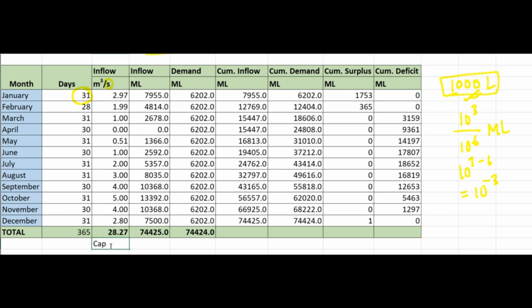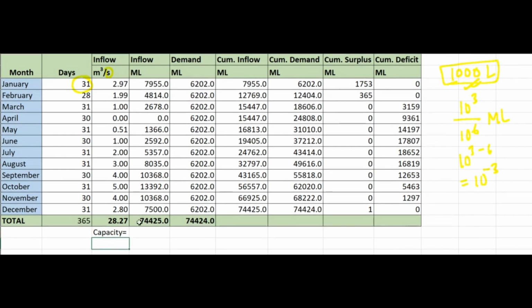Now how can we calculate the capacity? So the capacity equals to, so we need to first find the maximum value here, and similarly, so the formula is, let's write here first. The formula is max cumulative surplus plus maximum cumulative deficit minus total supply plus total demand, right? So this is the formula.